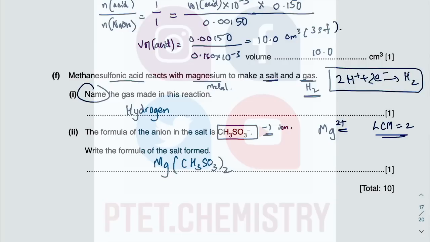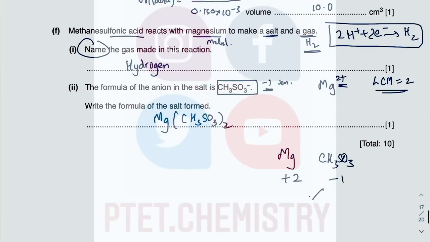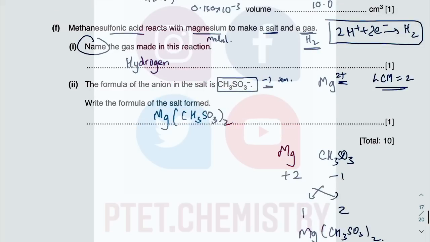I'm pretty sure the way you learn balancing formula is like Mg and CH3SO3, and then you learn that it's plus 2, and then it's minus 1, and then you do this cross thing where you get 1 and 2, then you get Mg(CH3SO3)2. Where does this come from? Why in the world do you do this cross multiply? Well, LCM, your primary school mathematics, lowest common multiple is 2. You need 2 of the minus 1 charge anion to balance out the plus 2 of the cation charge there. That is what this means, LCM. Alright?